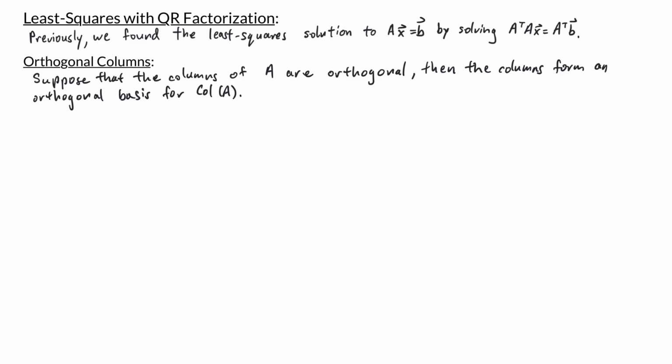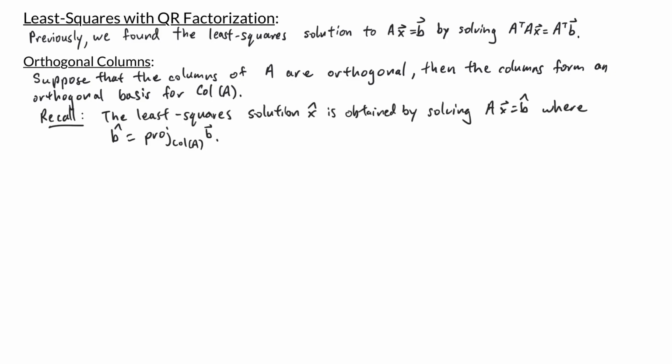If the columns of A are orthogonal, then we know that the columns form an orthogonal basis for the column space of A. From our previous video, we learned that the least squares solution, x hat, is obtained by solving the equation A times x equals b hat, where b hat was the projection of b onto the column space of A. In general, finding the vector b hat takes a lot of work.